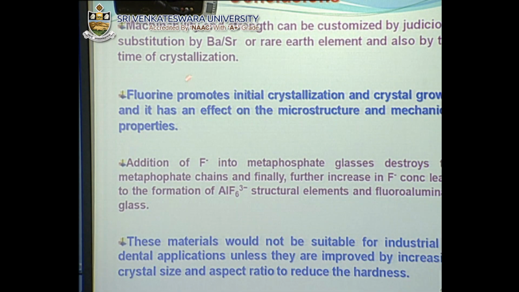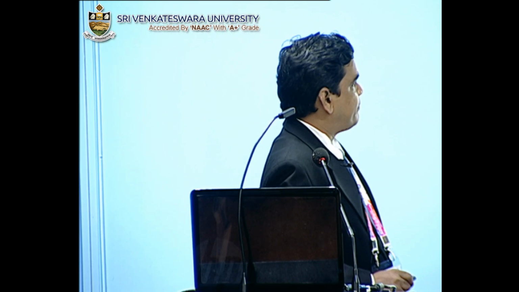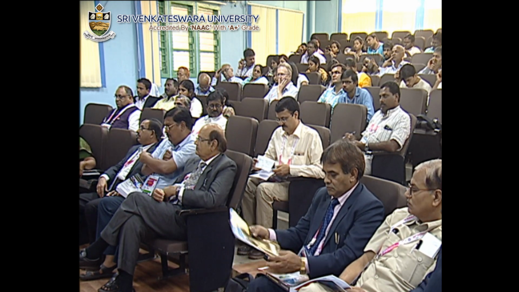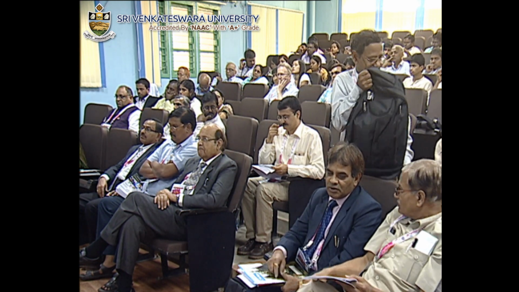Now the conclusion: the machinability and strength can be customized by the judicious substitution of barium and strontium or the rare earth element, and also by the time of the crystallization process. So fluorine here promotes the initial crystallization and the crystal growth, and it has an effect on the microstructure and mechanical properties. The addition of fluorine into metaphosphate glasses destroys the metaphosphate chain, and finally further increase of fluoride concentration leads to the formation of AlF6 3- structural element and fluoroaluminum glass. These materials would not be suitable for industrial or dental applications unless they are improved in crystal size and aspect ratio or reduce the hardness.